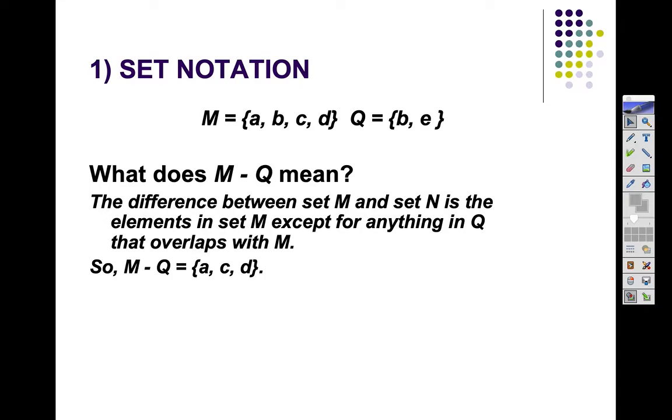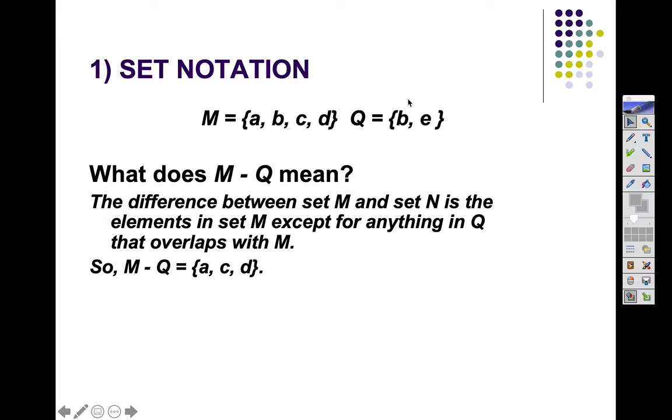The hardest part here is that people add things out of nowhere. Take a look very carefully. M is only A, B, C, and D. M is the starting point of the subtraction. Never ever will I get anything more than what is in M. So if I look at Q, if I said A, B, C, D, take away B and E, do I still have an A? Yes. B got subtracted. Do I still have a C? Yes. Do I still have a D? Yes.